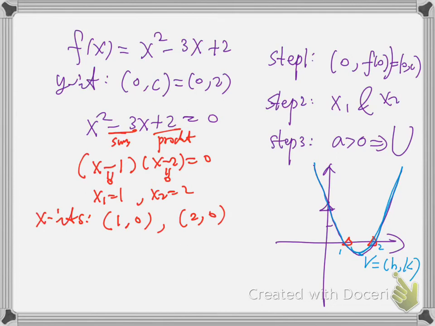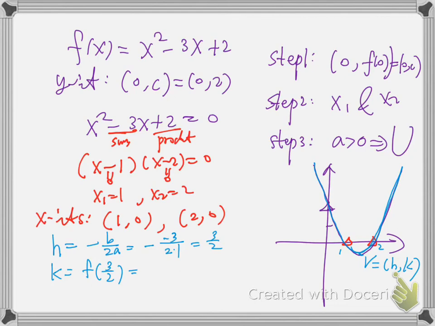So now let's calculate the vertex. h is negative b over 2a, so it's negative, negative 3 over 2 times 1. So it's 3 over 2. You see it's 3 over 2, between 1 and 2. And k is f of 3 over 2. It's a fraction, and you want to find the output for the fraction.